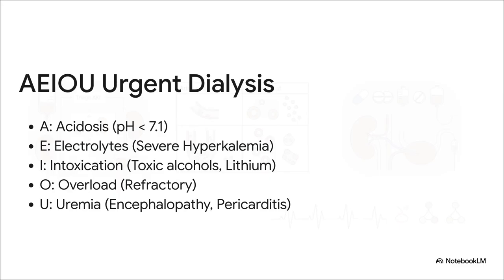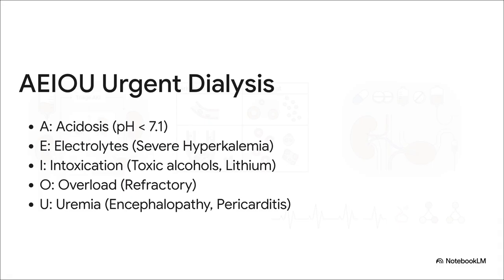When aggressive fluids and medical management aren't enough, like in severe rhabdomyolysis or severe ATN, we use the AEIOU criteria to dictate the immediate initiation of urgent dialysis. A is for acidosis, specifically a pH below 7.1. E is for electrolytes, like symptomatic hyperkalemia above 6.5 or with ECG changes.